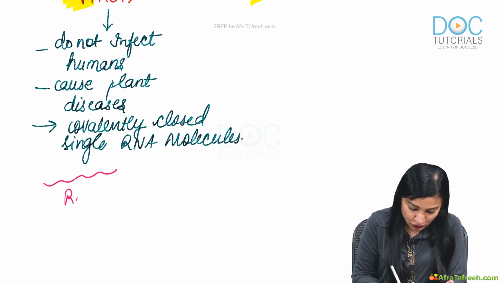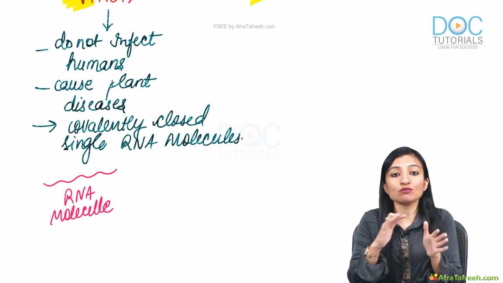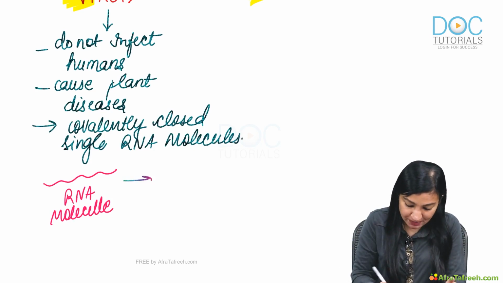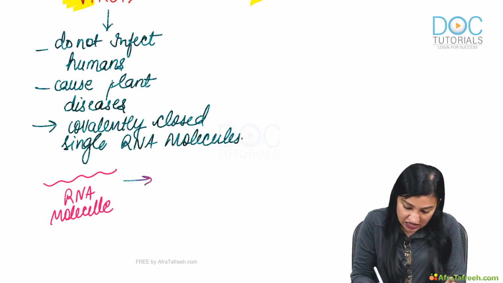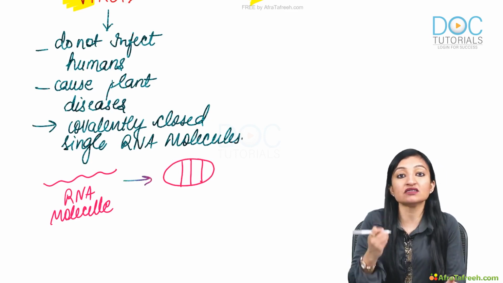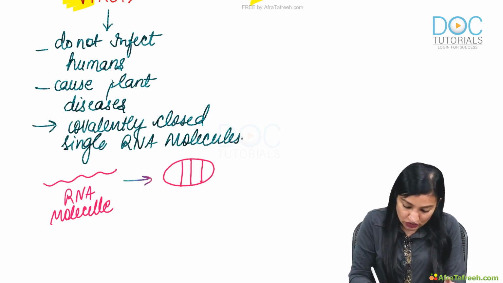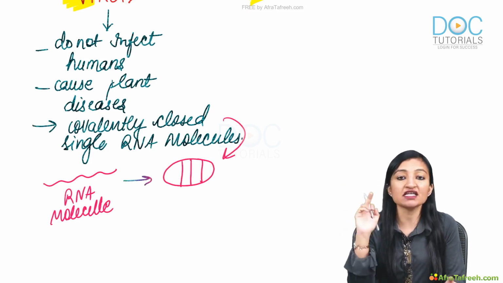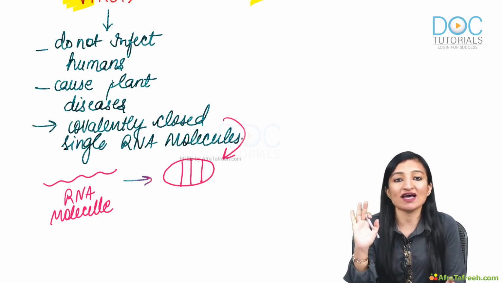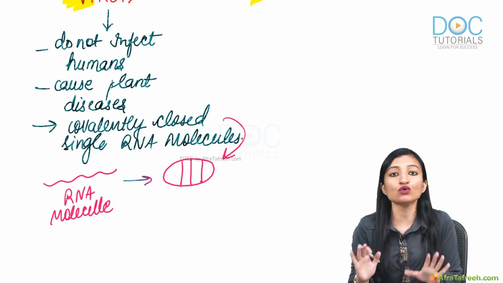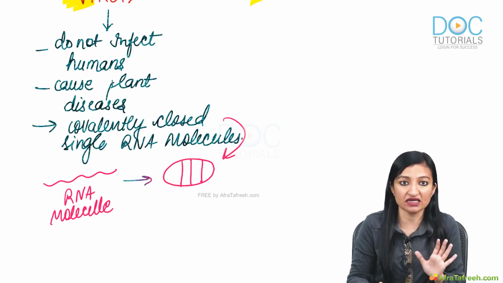Imagine if this is an RNA molecule. This RNA molecule has some complementary bases within it. As a result of those complementary bases, it will circularize like this because of bond formation between the complementary bases. So this is what is meant by single RNA molecules which are covalently closed. Good news about viroids is they do not infect humans. So far they have not been found to cause any human disease; they cause only plant diseases.